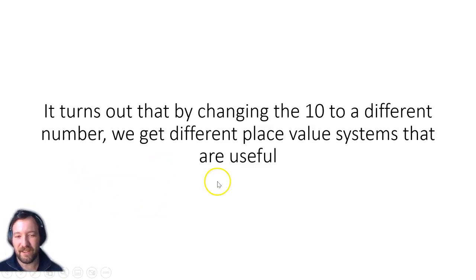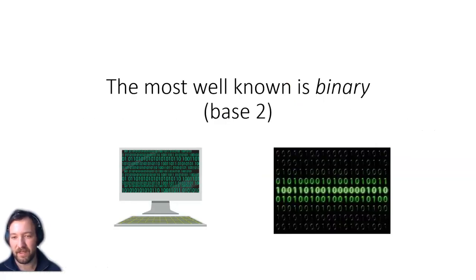And it turns out these other different systems are actually useful. So by just changing the 10 to a different number, you get a whole new way to represent numbers. And here's the most well-known is binary, right? So you've probably seen binary in movies or on TV or whatever, where it's like a computer and there's lots of ones and zeros. Some people have some understanding that computers use ones and zeros, but I would guess most people don't really understand why that's the case. And we're going to talk about why that's the case.